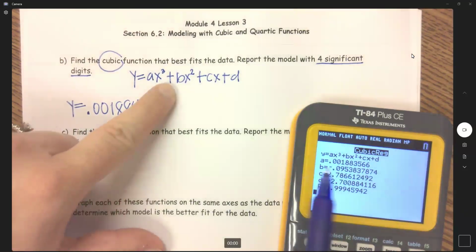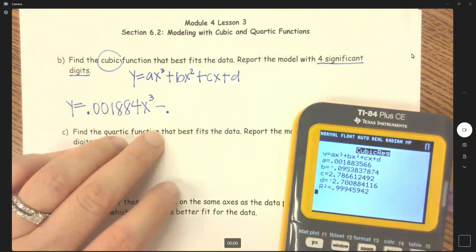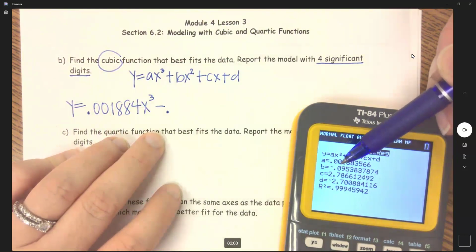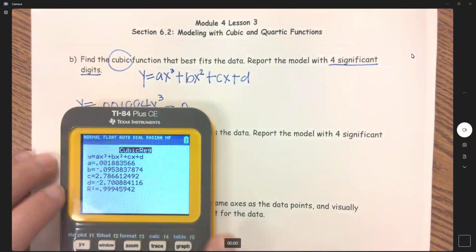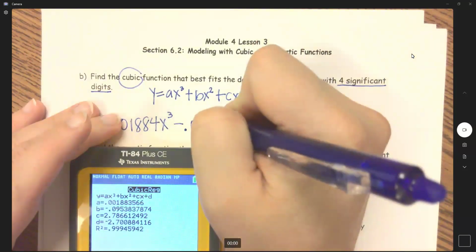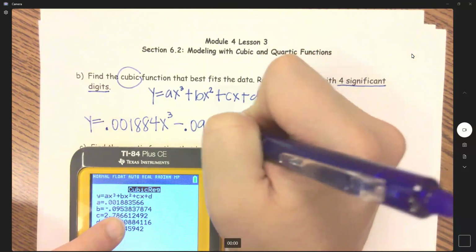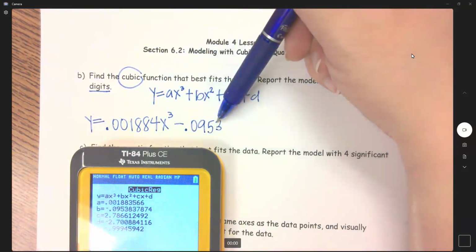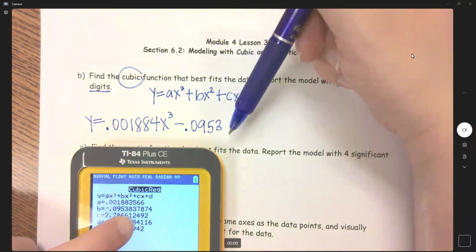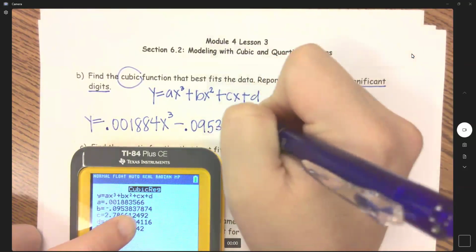Okay, then I'm going to look at my b, and my b is negative, so I have a minus. This first 0 does not count. So then we have 9, 5, 3. So this is my first, second, and third significant digit. My 4th significant digit is an 8, and that 3 makes that 8 stay. And that is x squared.